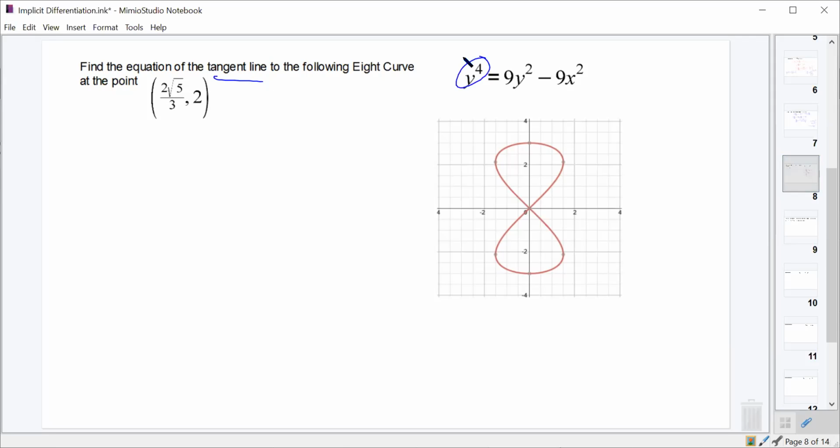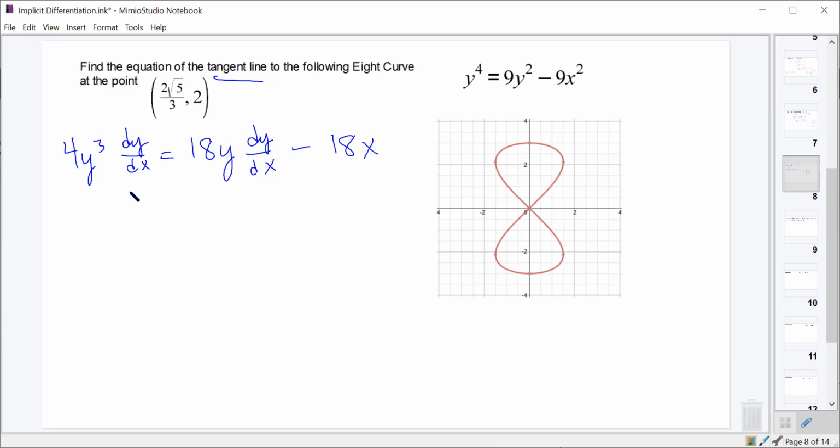So what's the derivative of y to the 4th with respect to x? Four y to the third times dy/dx. 4y cubed dy/dx equals, what about the 9y squared? That ought to become 18y, 18y dy/dx, right? And what about the minus 9x squared? That ought to become minus 18x, just minus 18x, right?